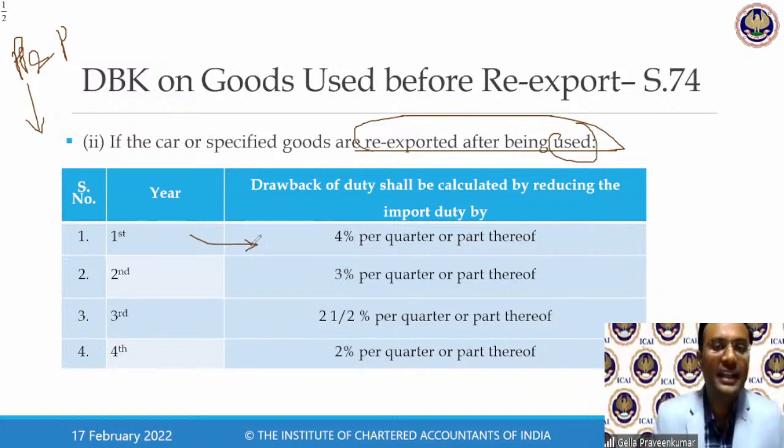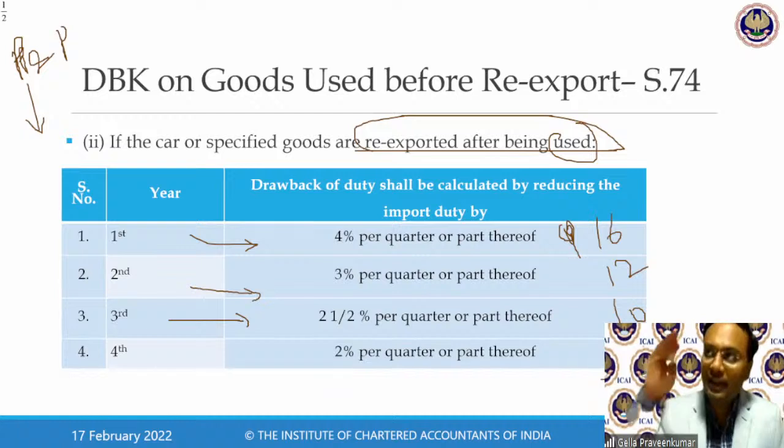If it is in the second year, an additional 3% per quarter. If it is in the third year, 4%, 48. In the first year, 4 quarters, 16% is gone. Second year, 3 fours are 12, 12% is gone. Similarly, in the third year, 10% is gone. In the fourth year, 8% is gone. So this is how you have a rate cut in terms of the number of years.